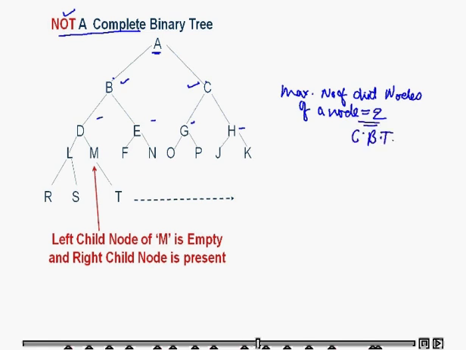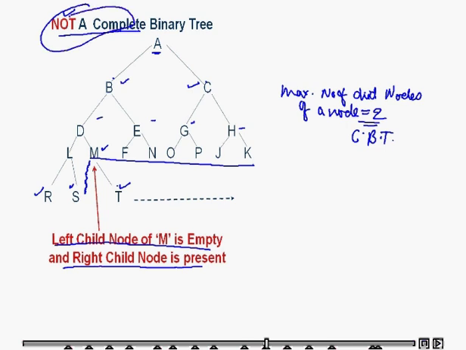CBT means complete binary tree. Up to this level, this is a complete binary tree, but when we start the next level, L has been supplied with left and right, but M has directly been supplied a right child node, and the left child node has not been supplied before that. So the left child node of M is empty and the right node is present, therefore it is not a complete binary tree.